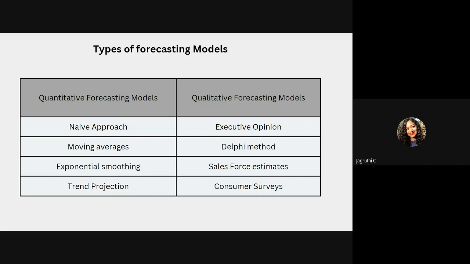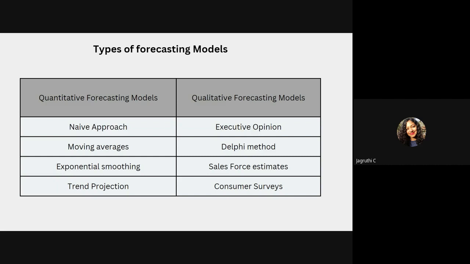When it comes to the naive approach, basically we wouldn't be doing anything. We'll just look at what has happened in the previous period, and we're just going to assume the same thing will happen in the future as well. So not much work required there.